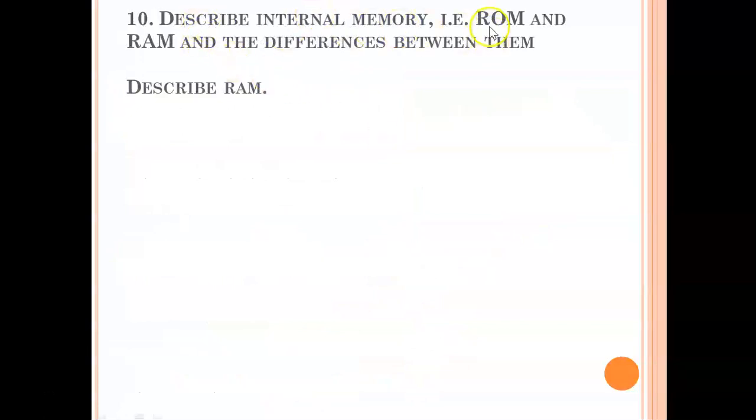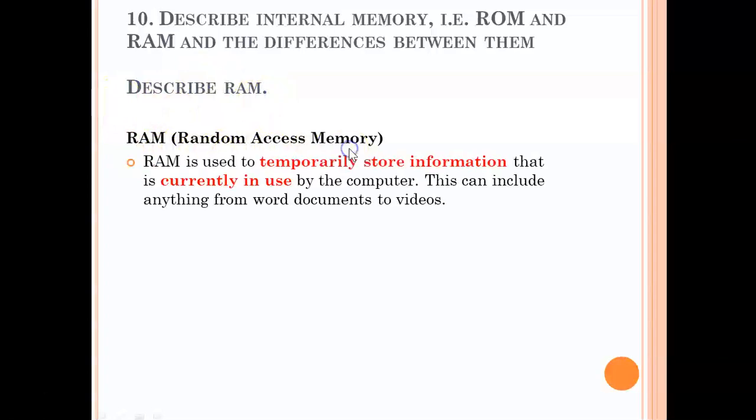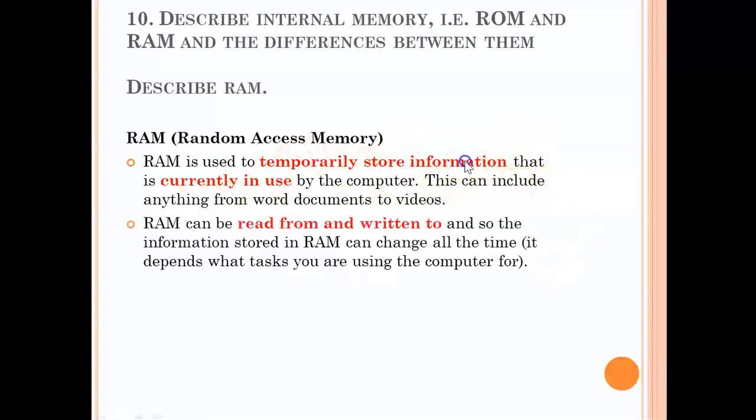Describe internal memory, i.e. ROM and RAM, and the differences between them. So describe RAM. You just need to know RAM stands for Random Access Memory. Hopefully you've seen this quite a few times, so this is a bit like a review. RAM is used to temporarily store information that is currently in use by the computer. So if you're running Microsoft Word or playing computer games, those programs are in the RAM as you're running them. This includes anything from Word documents to videos.